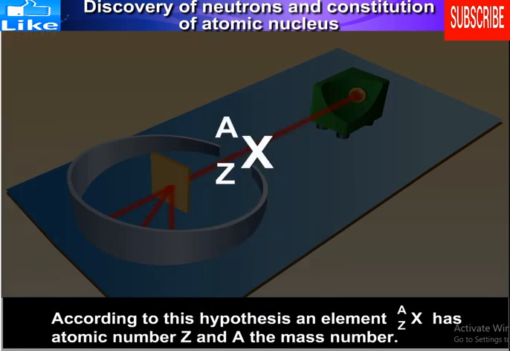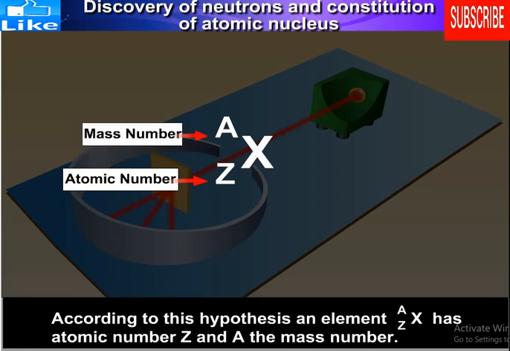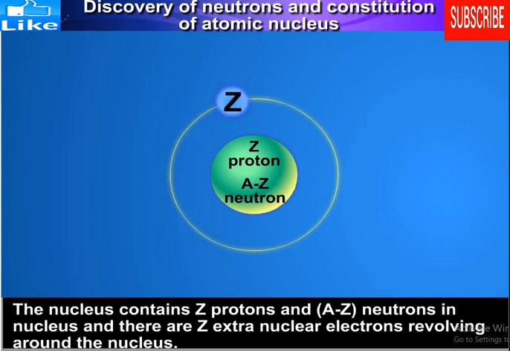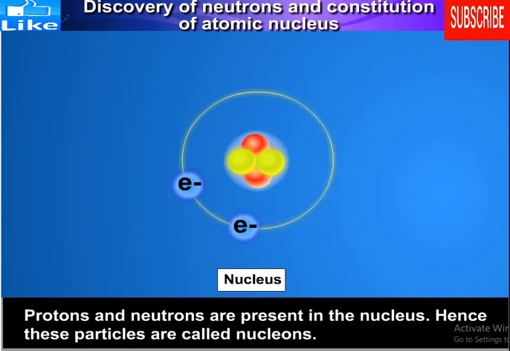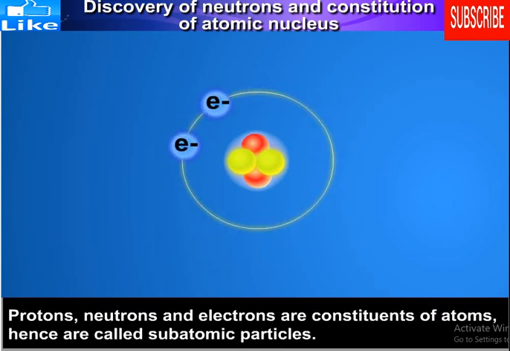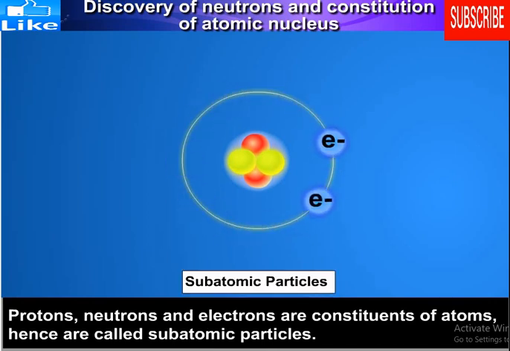According to this hypothesis, for an element X with mass number A and atomic number Z, the nucleus contains Z protons and A minus Z neutrons, and there are Z extranuclear electrons revolving around the nucleus. Protons and neutrons are present in the nucleus. Hence, these particles are called nucleons. Protons, neutrons, and electrons are constituents of atoms, hence are called subatomic particles.